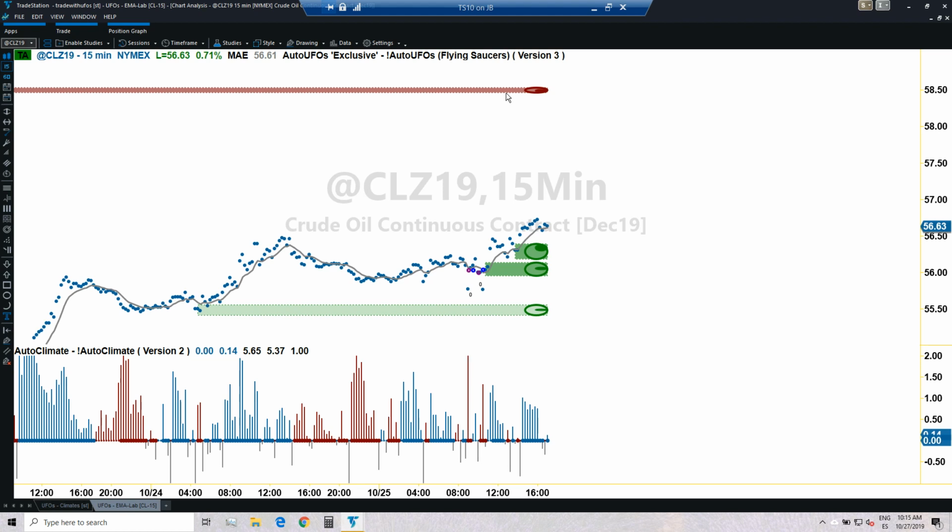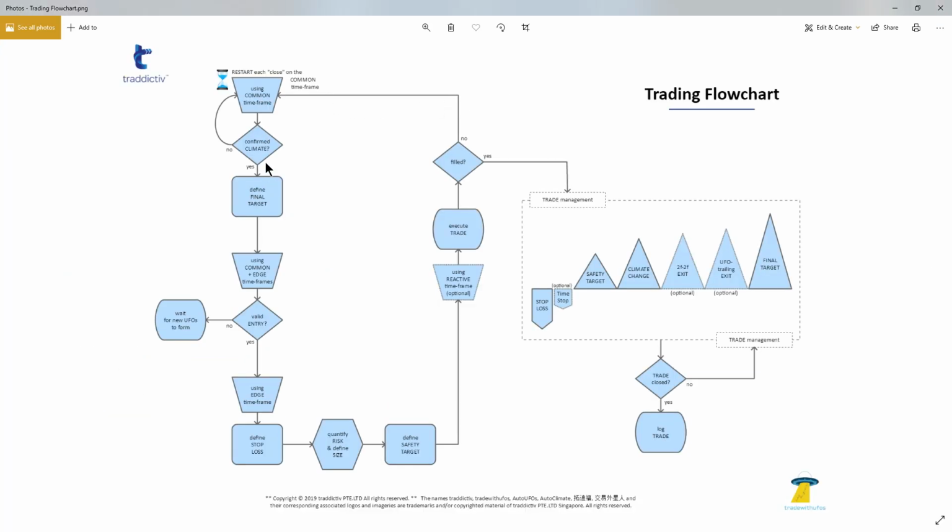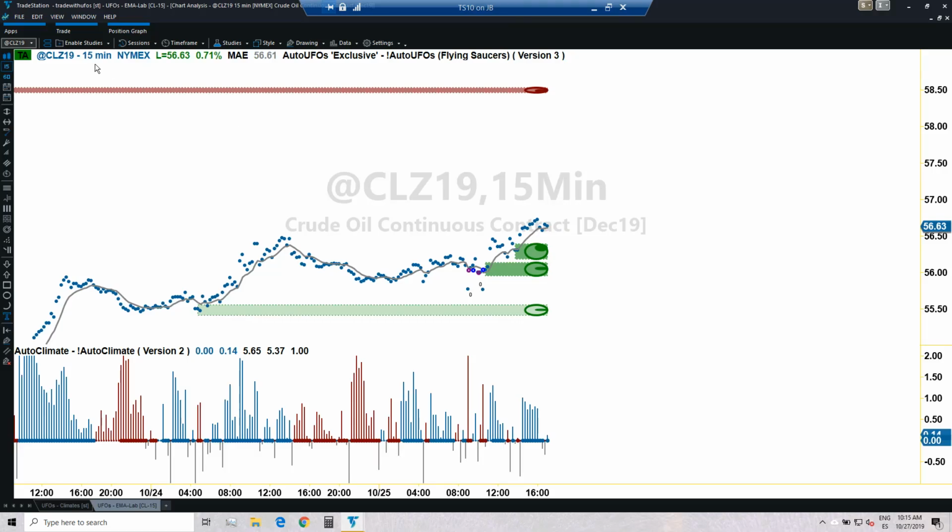So step one, check the climate on the common time frame. Common time frame is 15. What do we have? Thick sapphire color dot. Climate is confirmed. One candle out of 5.65, let's call it 6. So we are indeed at the beginning of a climate. It would be lovely to find a good entry. This is looking good to go long.